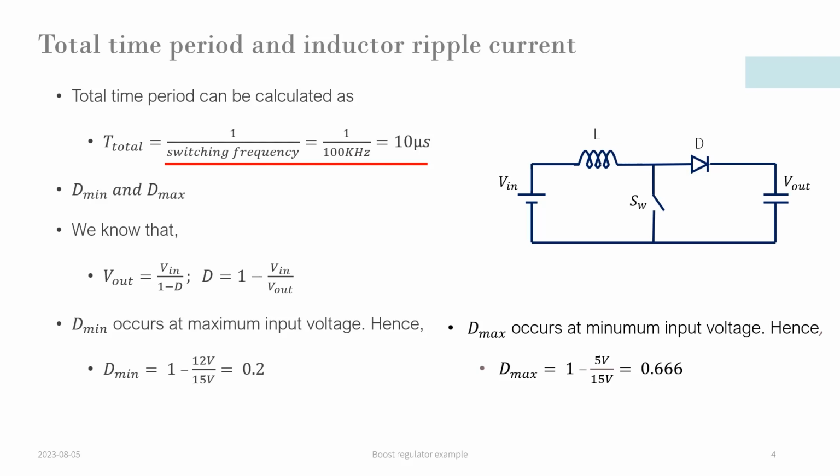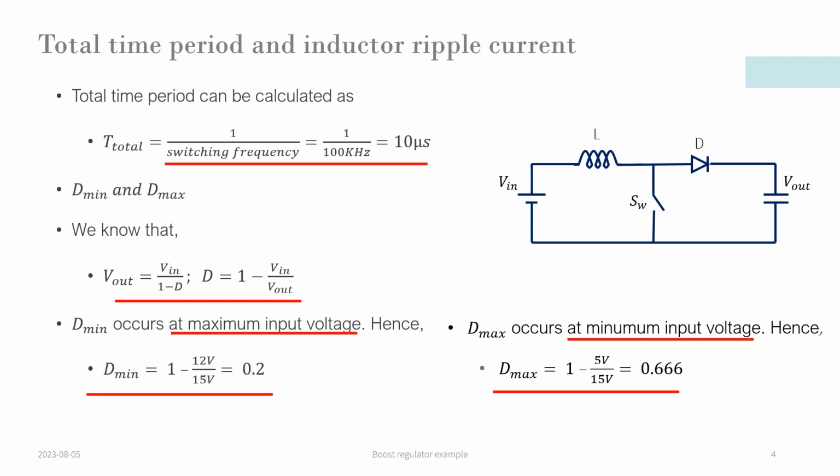Now, let us calculate minimum and maximum duty cycles. We know that duty cycle is given as 1 minus V in divided by V out. D minimum occurs at maximum input voltage. Hence, on substituting these values, we get D minimum as 1 minus 12 volt by 15 volt, that is equal to 0.2. Similarly, D max occurs at minimum input voltage. On substituting the minimum values in this equation, we get 1 minus 5 volt by 15 volt, that is equal to 0.66.